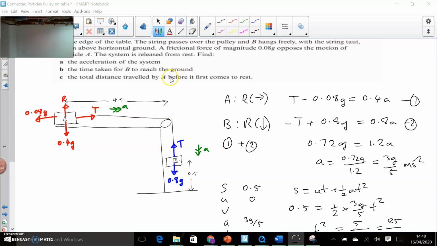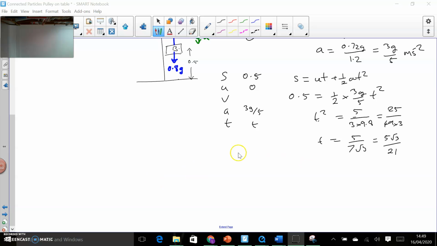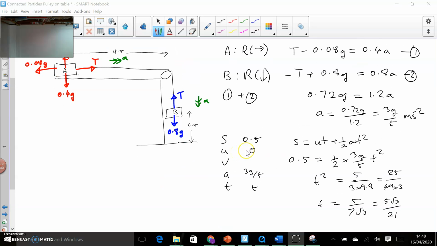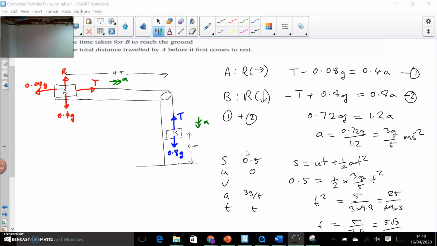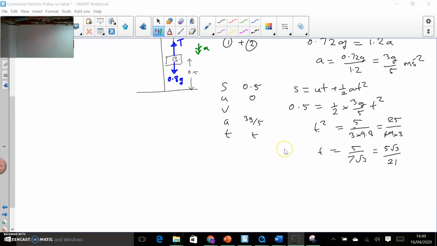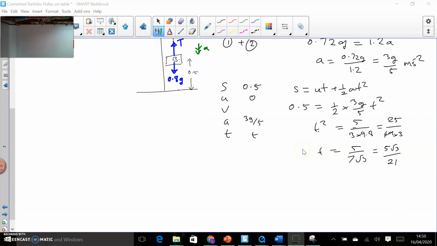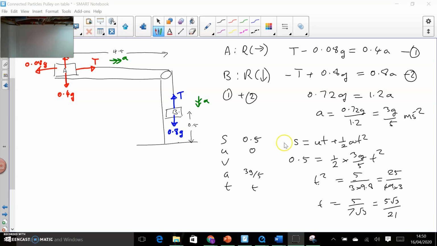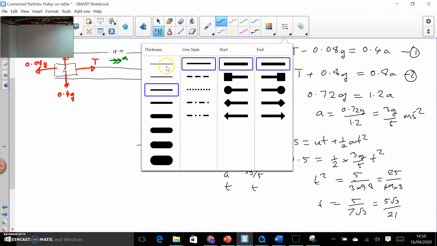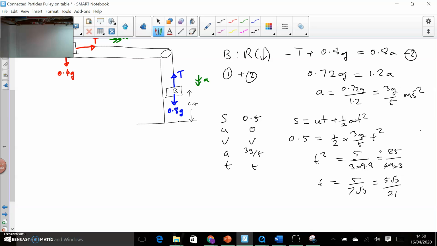Now, the next bit is the total distance travelled by A before it first comes to rest. You've got to appreciate that at that point, the forces on A change because the T disappears, because the string will go slack. So we've got to consider what happens after that. Well, we need to know what the value of the velocity is at that point. So we need this v here. The speed of A and the speed of B will be the same. The velocity, of course, will be in different directions.